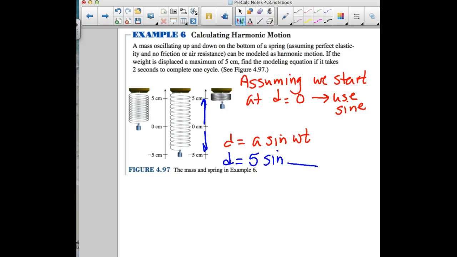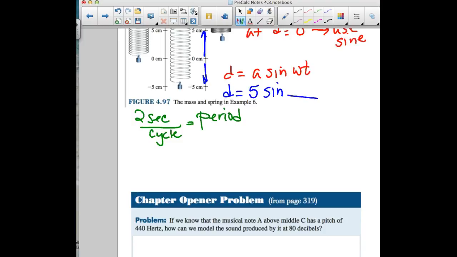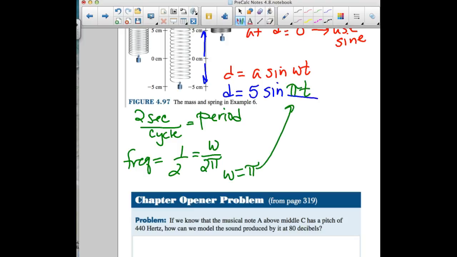Now, we have to figure out omega. So now we go back to the other piece of information they gave us. They said it took 2 seconds to complete 1 cycle. That is the period of our graph, all right? Seconds per cycle, how long it takes us to complete 1 full period. So frequency would be the reciprocal of that, or 1/2. So now we can say, well, frequency equals omega divided by 2 pi. If we multiply the 2 pi over to the 1/2, we find that omega equals just 1 pi. And now we can dump that in to get our overall equation.